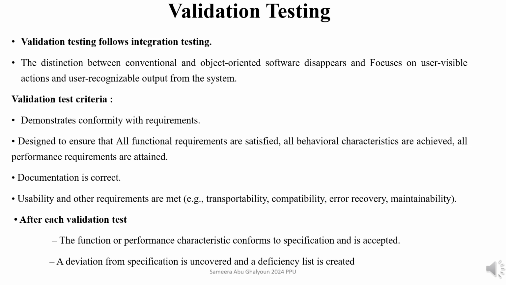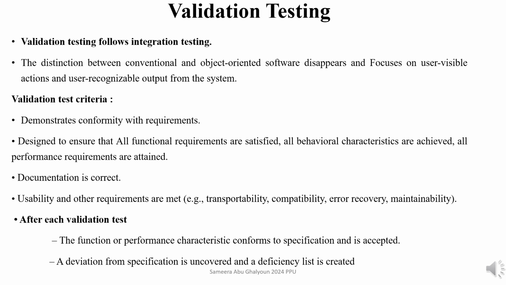Validation testing follows integration testing. The distinction between conventional and object-oriented software disappears and focuses on user-visible actions and user-recognizable output from the system. Validation test criteria: 1. Demonstrates conformity with requirement. 2. Designed to ensure that all functional requirements are satisfied, all behavioral characteristics are achieved, all performance requirements are attained.